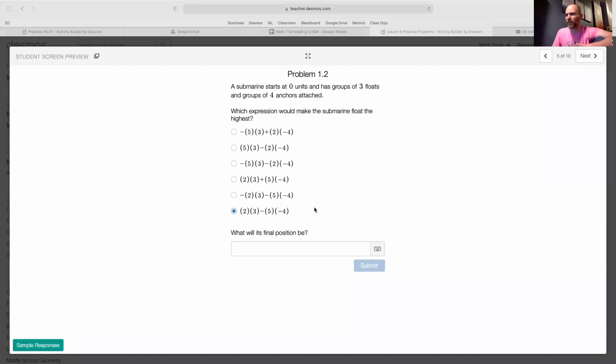Sorry, I think I said 2 times 6. I meant to say 2 times 3 is 6. Carry my minus sign over. And then 5 times a negative 4 is negative 20. Minus a negative is the same as plus a positive. And so I get 26. I'm pretty positive that was the highest out of all the ones we did. I think we had a positive 23 in there somewhere. So that's the one you want to select, and the position will be 26.